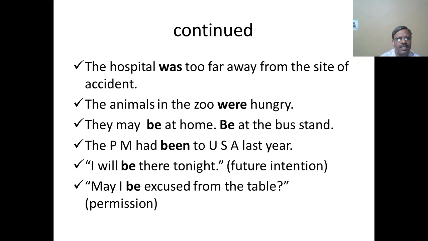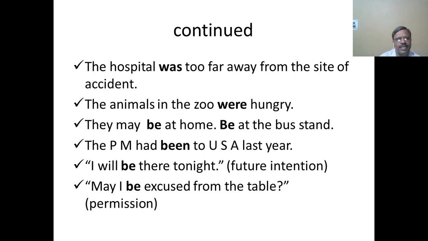The Prime Minister had been to USA last year. In this sentence also, been is the main verb. Had is an auxiliary verb. It is in past tense form. Have and has are present tense forms and had is the past tense form.